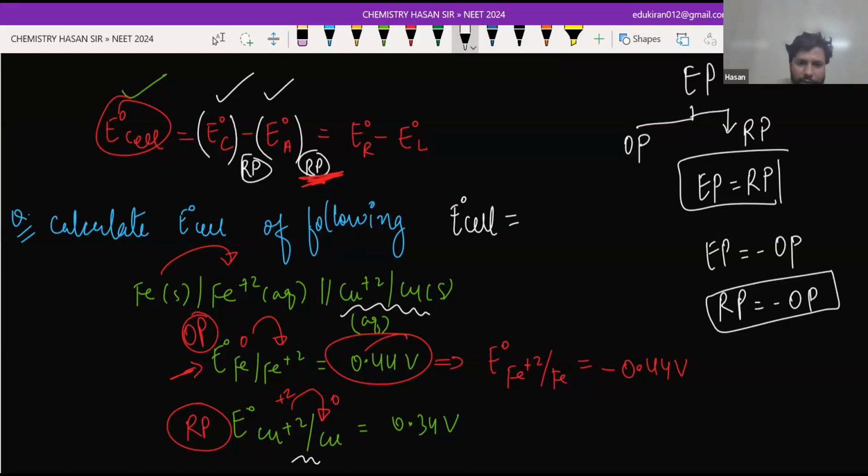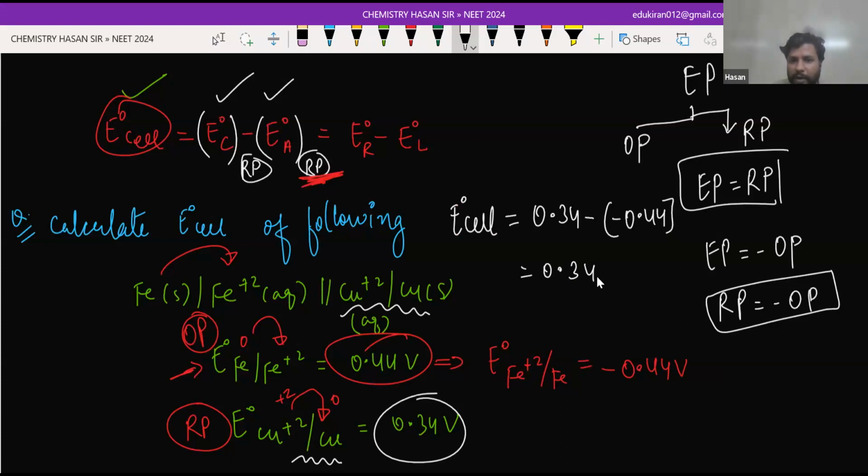What is on the right hand side? First you need to check it. We already checked it. We have 0.34, minus minus 0.44. So what we will have is 0.34 plus 0.44. So we will have 0.78, right? So this is the value of E0 cell.